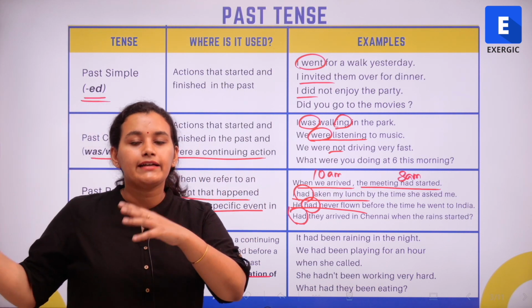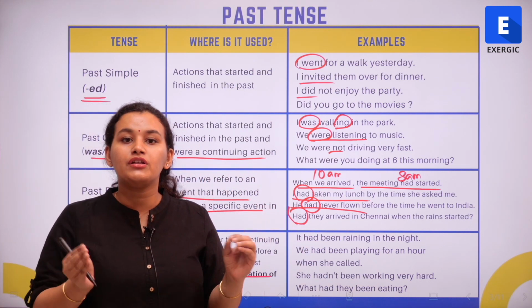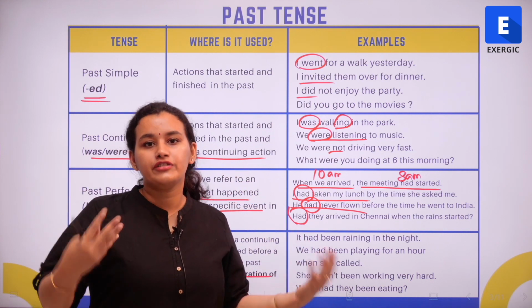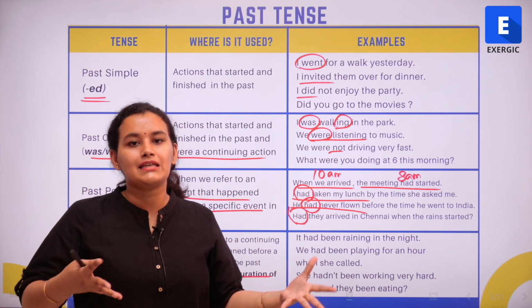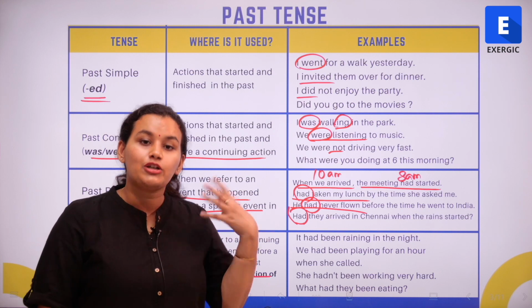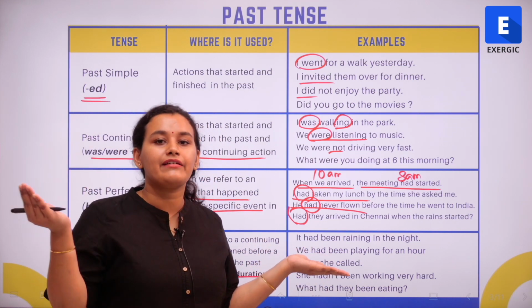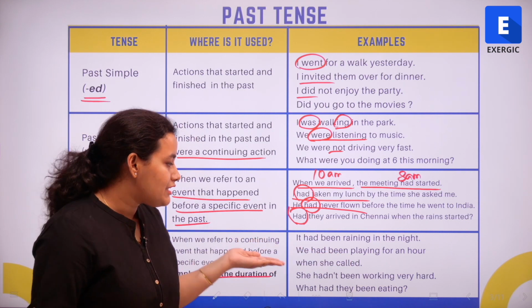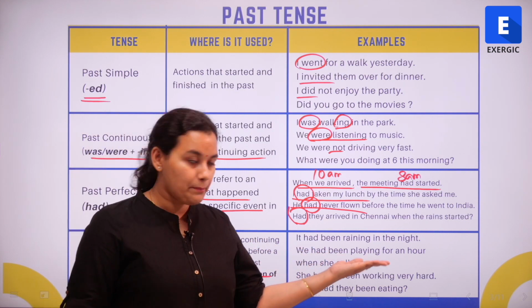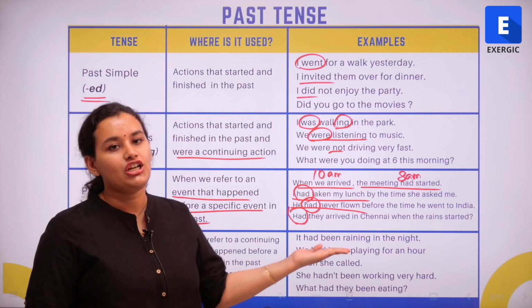So in the night, it had been raining. I'm talking about the continuing nature of the rain, right? Rain falling is a continuing action. So I'm referring to the continuing nature of the rains, and I'm saying that it had been raining in the night. Another example, we had been playing for an hour when she called.